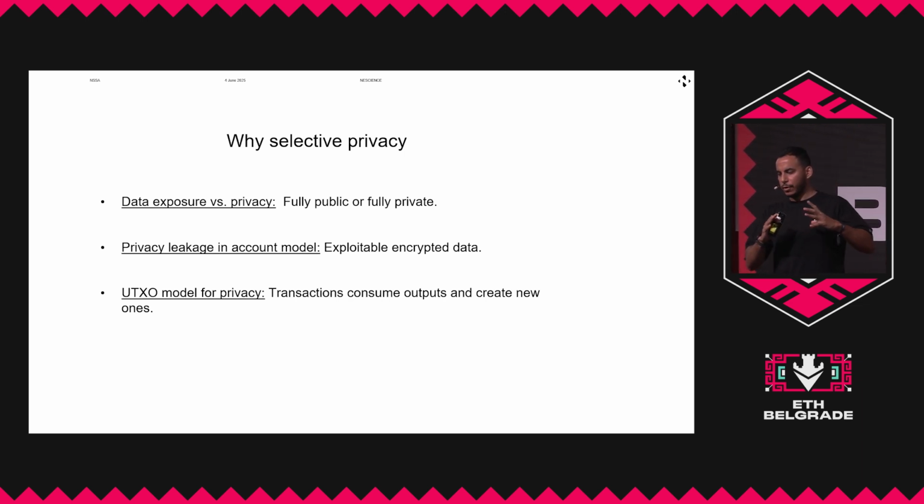It shifts from being fully public or fully private. It also somehow solves the problem of privacy leakage in the account-based model, where, for example, if you think about a donating platform, the donor is maybe hiding his ID, but in the account-based model, we can still leak some patterns. To solve this, UTXO models break this linkability.